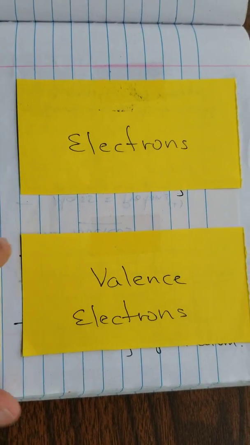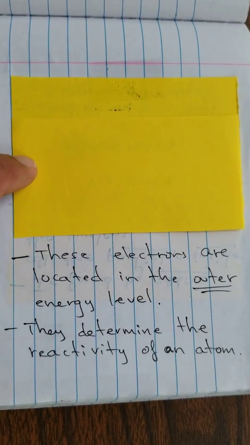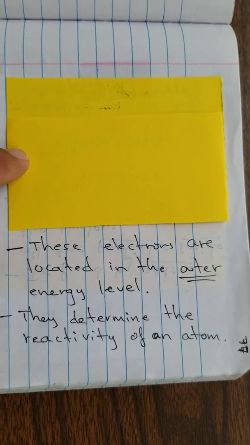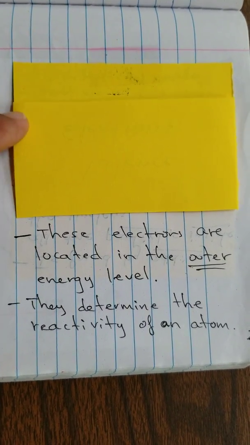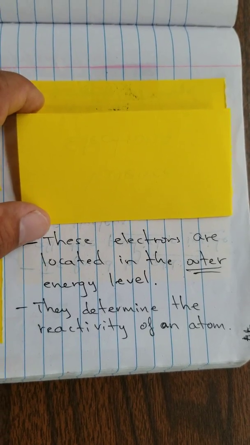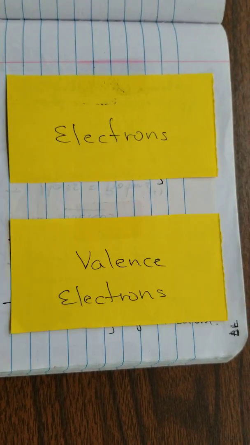Valence electrons, this will be the electrons on the outer energy level. These electrons are located on the outer energy level, and they determine the reactivity of the atoms. These last electrons on the outer shell, they determine how the atom behaves.